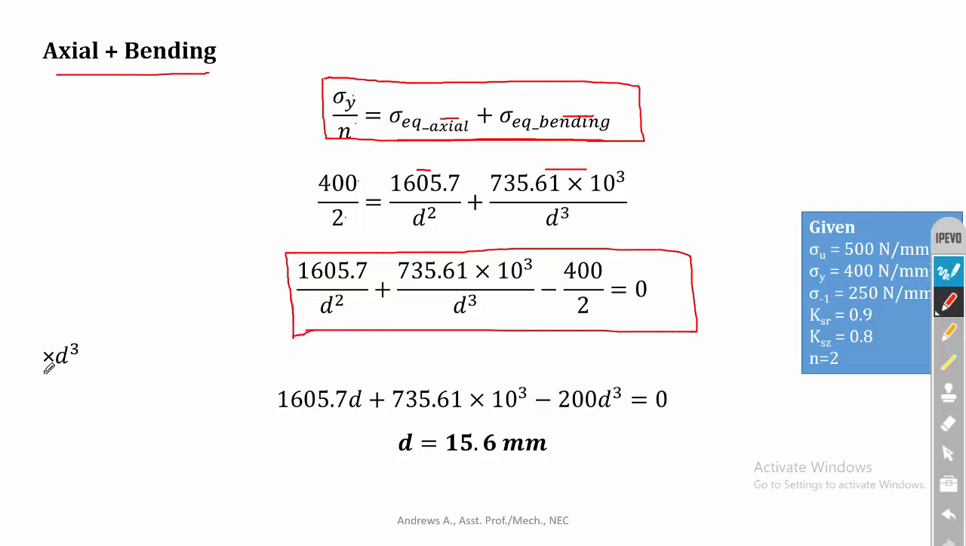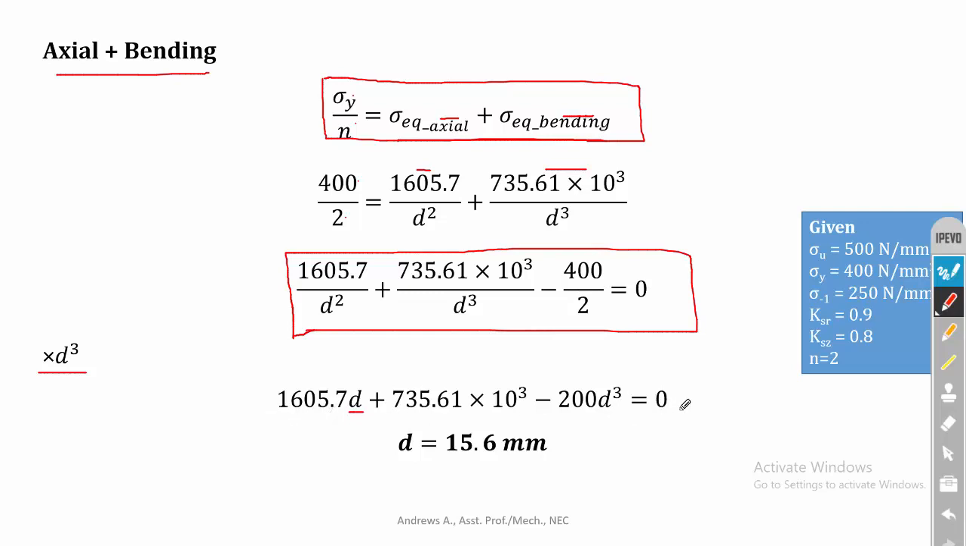We can solve this equation by multiplying d cube throughout the equation, so that we can easily solve it. So it is 1605.7 into d cube. Already d square is there, so d square and d square will get cancelled. You will get 1605.7 d. Then here d cube will be cancelled, so you will get 735.61 into 10 cube. Then 400 divided by 2, it is 200 into d cube, that is equal to 0.